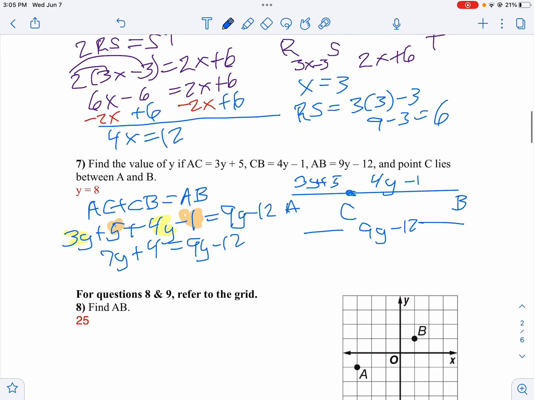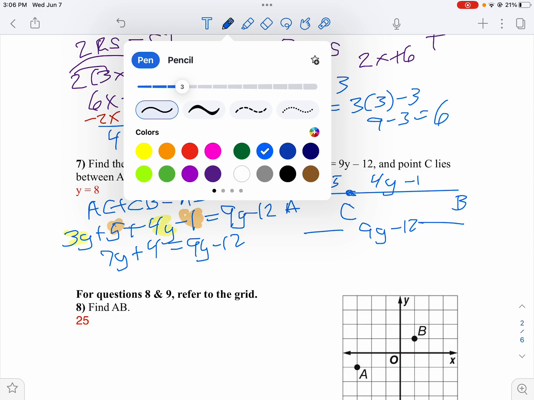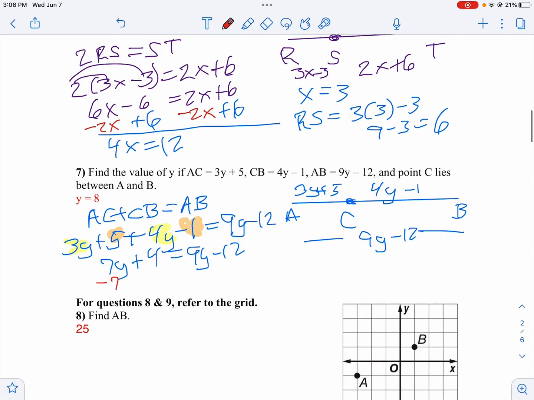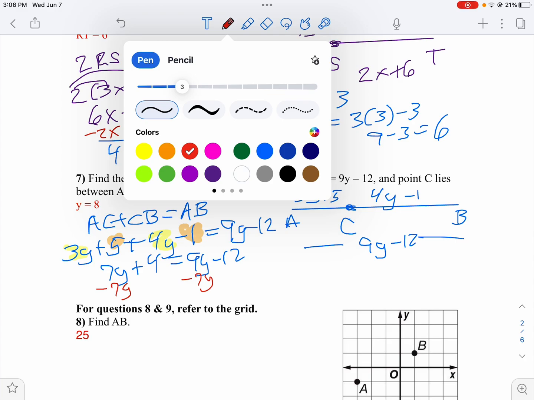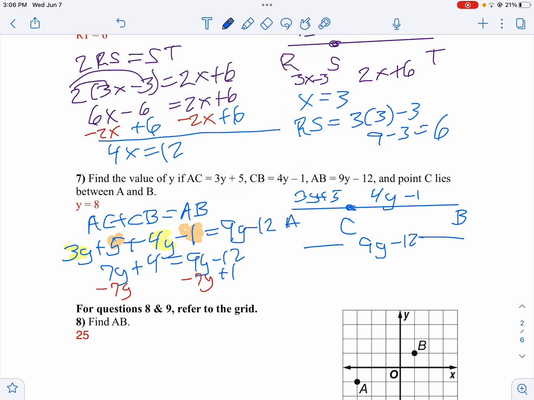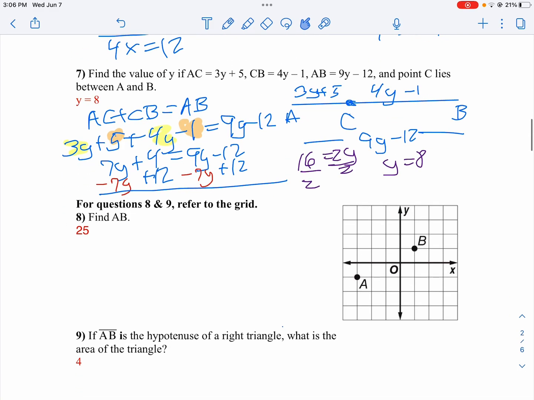We'll do the same thing we did in the previous problem. I want to get all my y's on the same side, so I think I'll subtract 7y. I always like to move the smaller one. And at the same time, let's add 12 to both sides. So then I end up with 16 equals 2y. Divide both sides by 2. y equals 8.